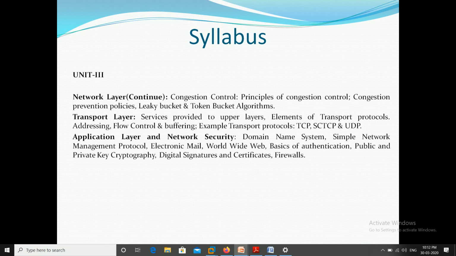Now, in case of unit number 3, we have to continue with the network layer, but this time we will discuss the property of congestion control of the network layer. We will discuss the property of congestion control, its principle and two algorithms, leaky bucket and token bucket. Then we have the transport layer, application layer, network security. In today's lecture, we will discuss the first part, that is network layer.